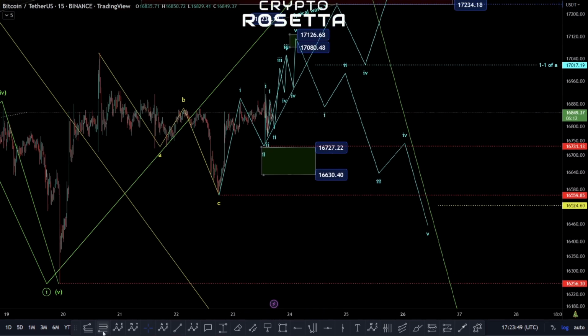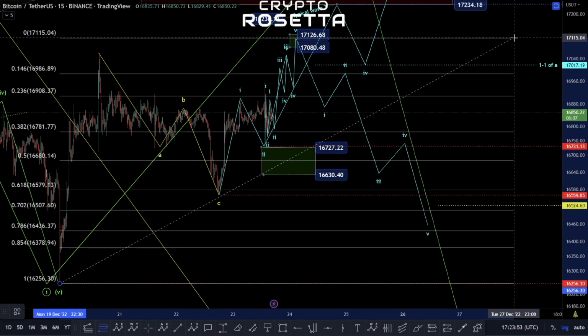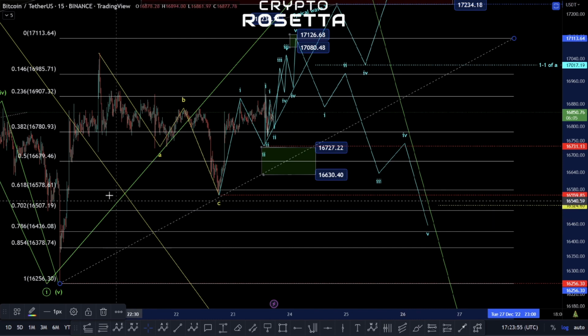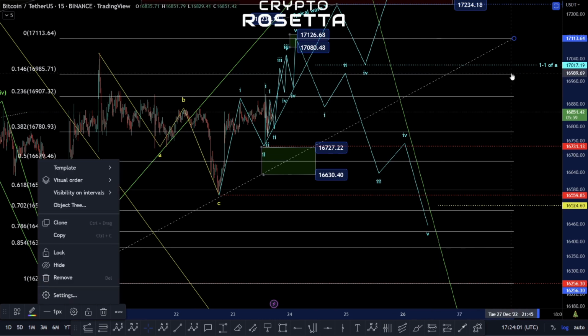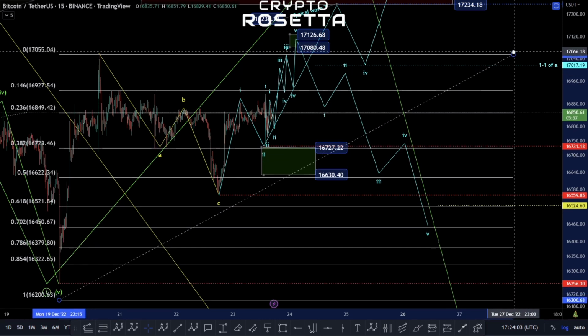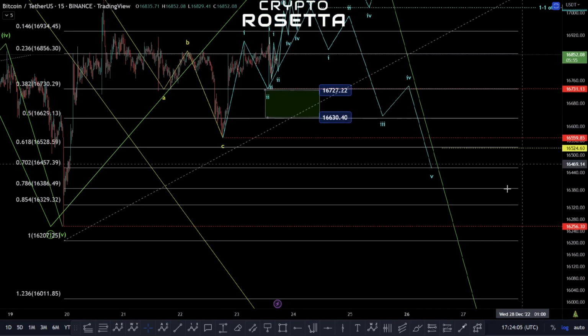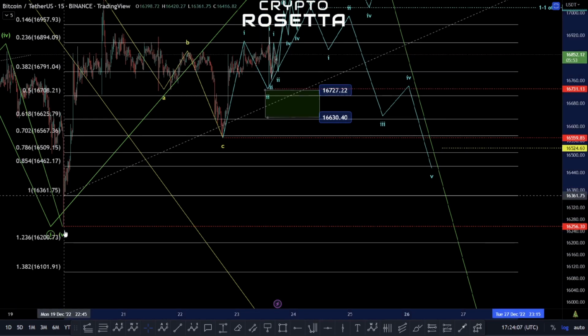If this does take place, what we'd potentially be looking at is the potential to move down towards this, back into the 16,000. Actually, no, sorry, I've got that in the wrong place. This would still be actually off this high point here. We'd have to come back down to this low point.